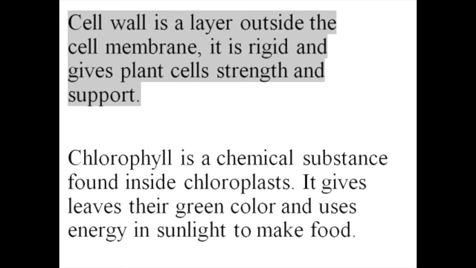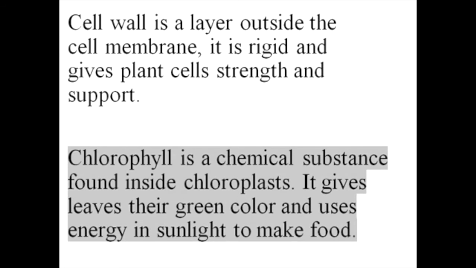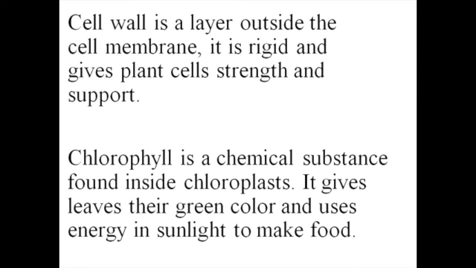Cell wall is a layer outside the cell membrane. It is rigid and gives plant cells strength and support. Chlorophyll is a chemical substance found inside chloroplasts. It gives leaves the green color and uses energy in sunlight to make food. The following video will show us the difference between plant cell and animal cell and will summarize our lesson.